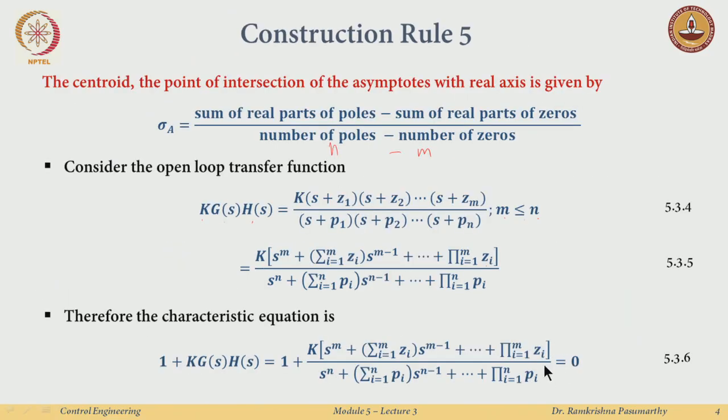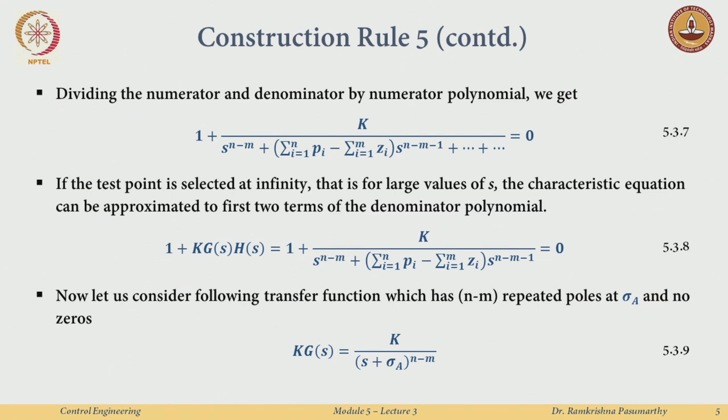How will the denominator now look? It will start with powers of s to the n minus m, then s to the n minus m minus 1, and so on. So what will be the coefficient of s to the n minus m minus 1? That will just be the sum of the poles minus the sum of all the zeros, and then you just have this series.